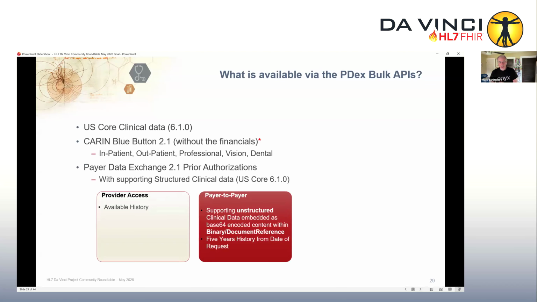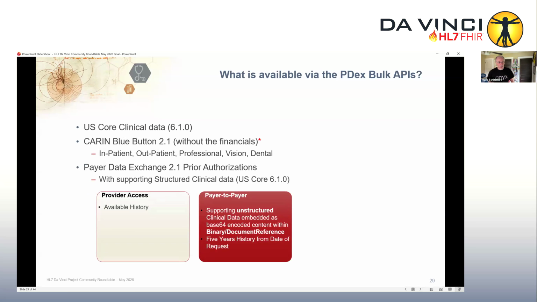Let's start with what is actually available in the PDex bulk APIs, right? We are taking the US Core clinical data. So now that the current version is 6.1, the guide was actually implemented with support for 3.1.1, 6.1, and 7.0. So we're somewhat future-proofed if ONC decides to move US Core forward.